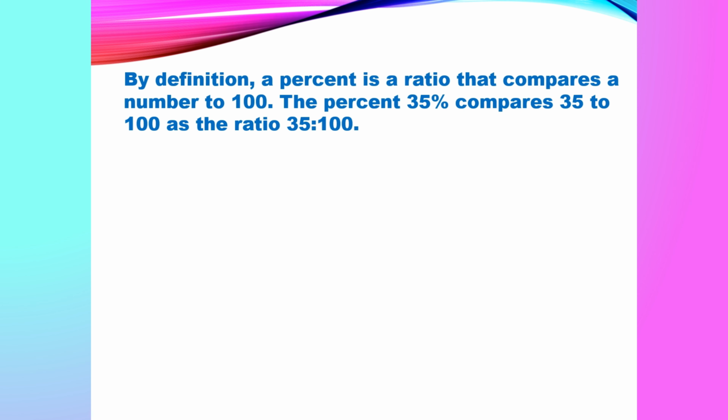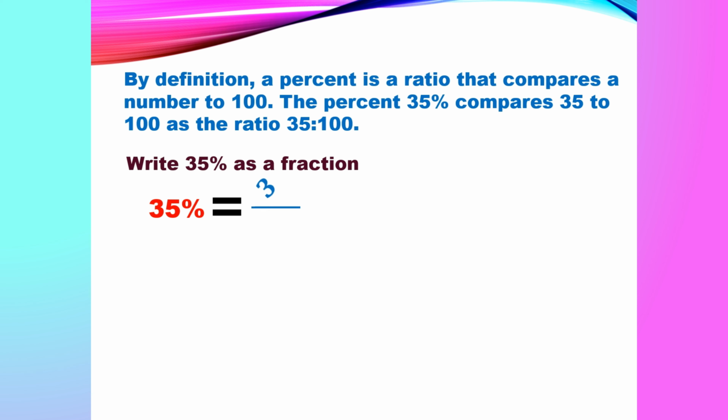By definition, a percent is a ratio that compares to 100. The percent 35% compares 35 to 100 as the ratio 35 to 100. Let's write 35% as a fraction. Because 35% compares 35 to 100, as a fraction it's 35 out of 100.